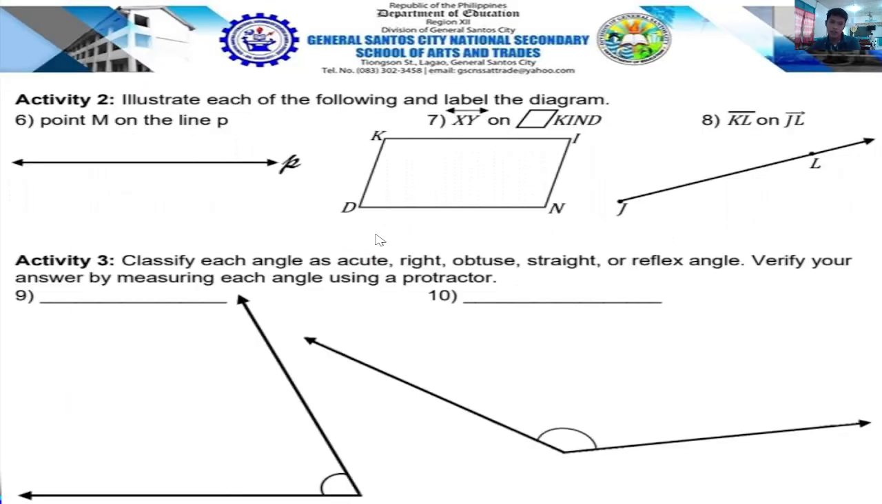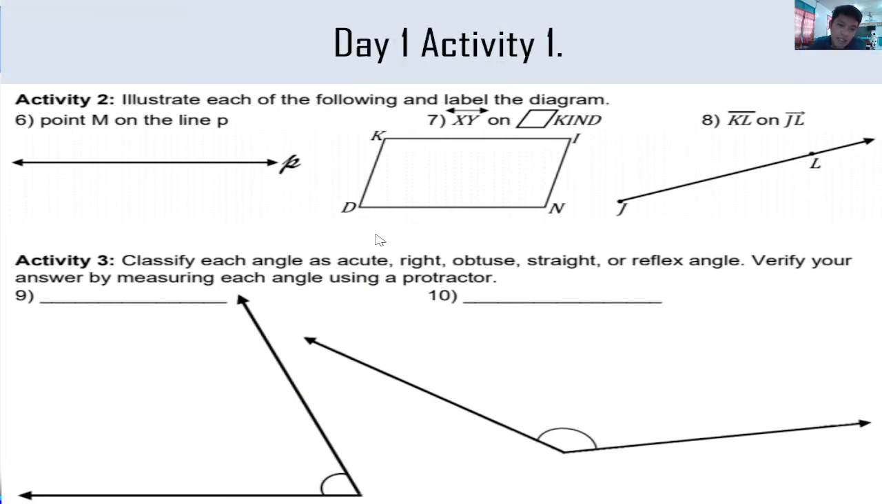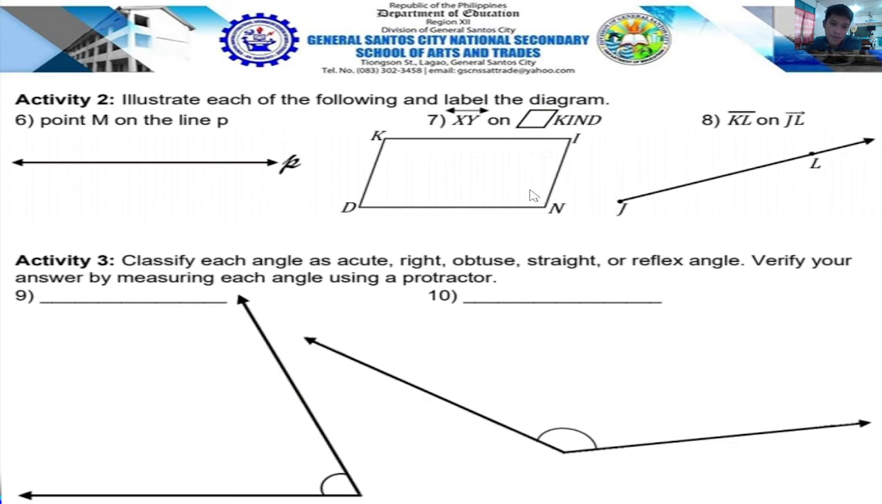Okay, let's proceed to activity number 2. For activity number 2, I would like you to answer this one in 5 minutes also. Illustrate each of the following and label the diagram. Sinabi po dito sa number 6, point M on line P. Ibig sabihin daw po, lagyan ng point M dito sa linya na P. Saan kayo maglalagay ng point M dyan? Of course, sa line din po. Number 7 naman po, lagyan daw po ng XY or line XY on kind, K-I-N-D. Maglagay daw po ng XY na linya dyan sa loob ng kind. Dito naman po sa 8, lagyan daw po ng segment KL on JL. Lagyan daw po ng KL sa loob ng JL.